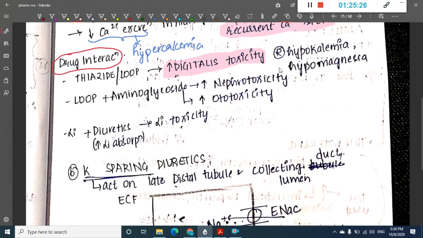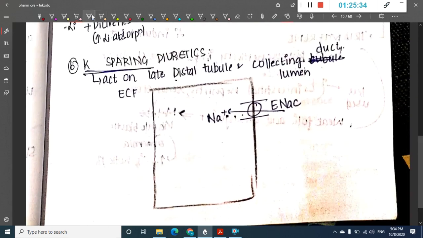If lithium is combined with diuretics, it causes lithium toxicity. Okay, these are the drug interactions. Next, we have the next group of drugs, which are potassium sparing diuretics. These potassium sparing diuretics act on the distal tubule and collecting duct lumen.